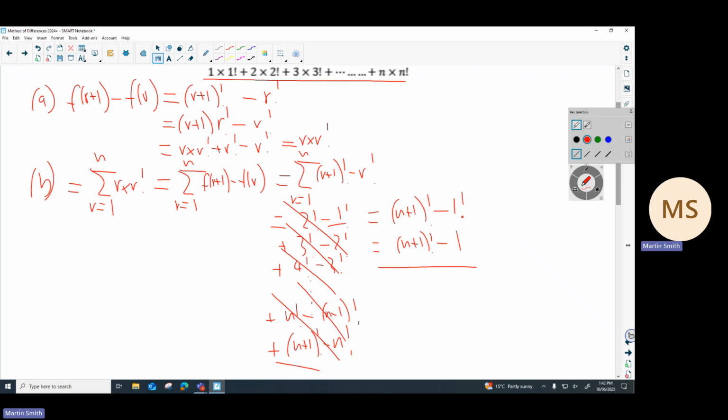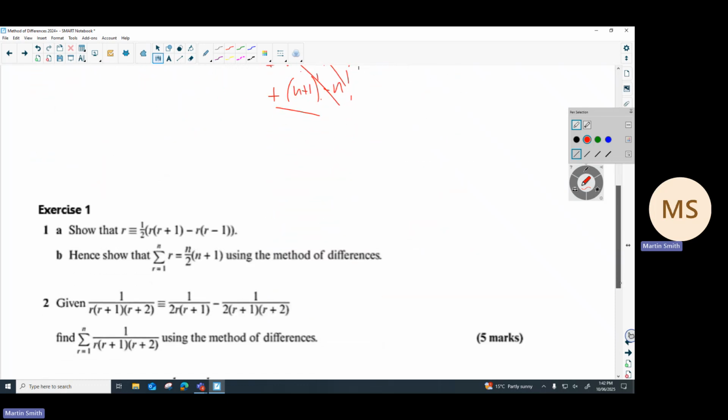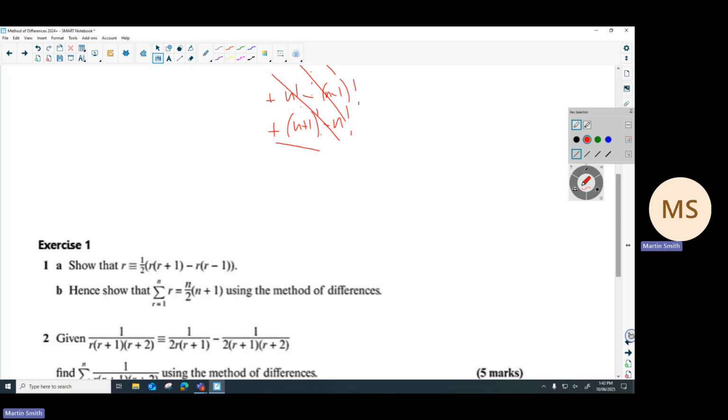Okay, folks, so that's it for lesson 1. You are now in a position where you can do exercise 1 to practice this.